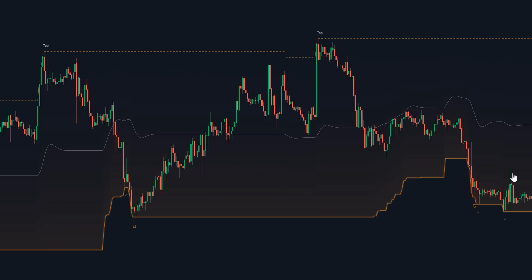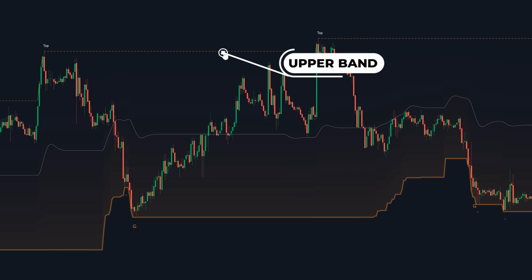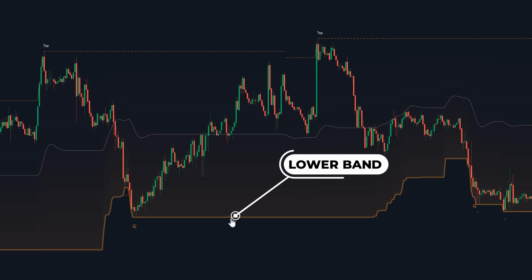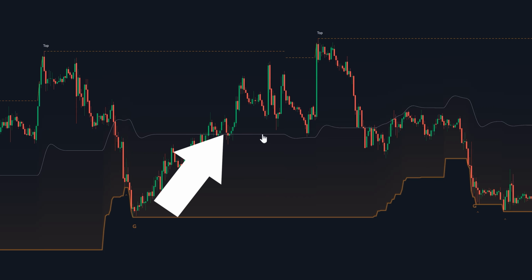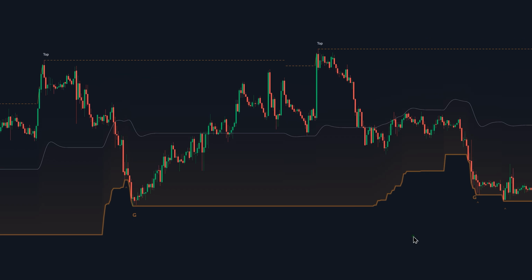First of all, we have the trend channel. At the top of the channel, we have the upper band, and then at the bottom, we have the lower band. And then at the center of it, we have the midline. These bands serve as key reference points for analyzing price movements. They can be used to identify potential areas of support and resistance, helping traders to decide whether to enter or exit trades with greater confidence.